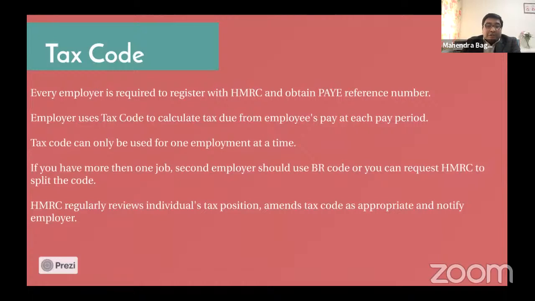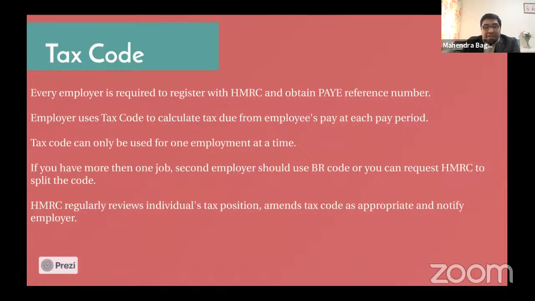If you have more than one job, which is a practical possibility, your second employer should use the BR tax code as mentioned earlier and tax you at 20%. Or you can request HMRC to split the code between two employers and then they will send a new tax code to each employer. This is where the additional tax codes will be used by HMRC.